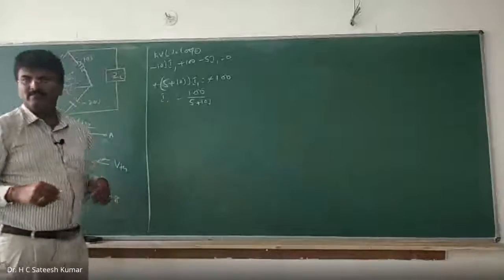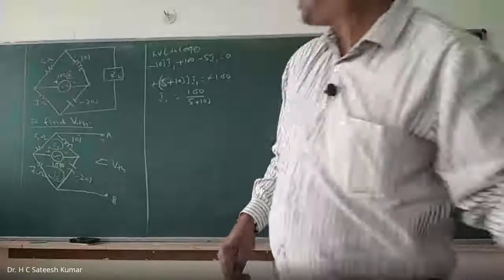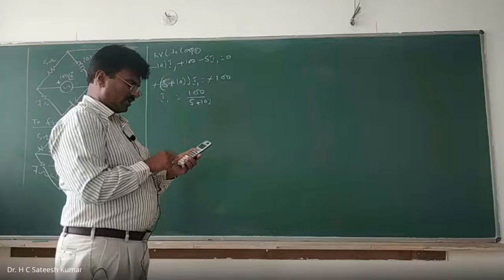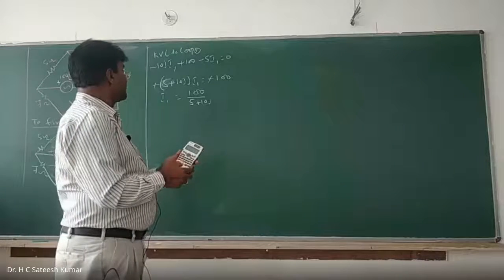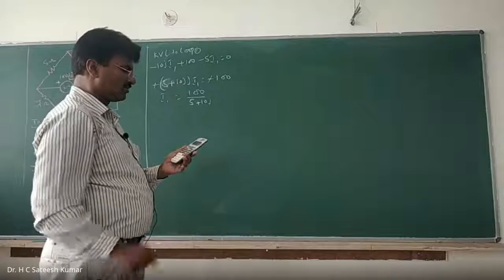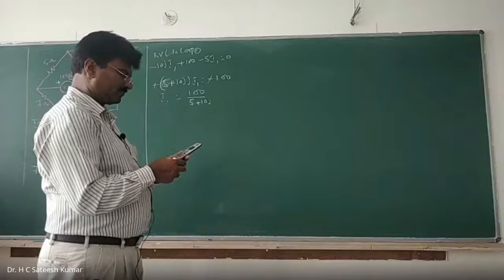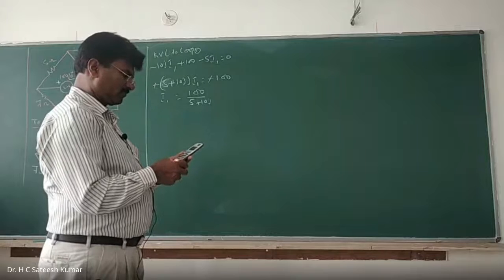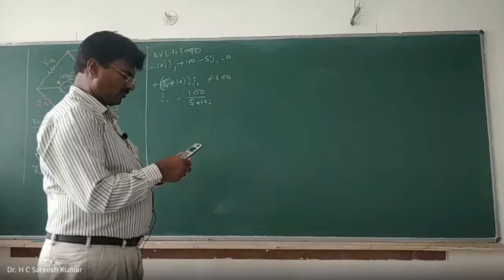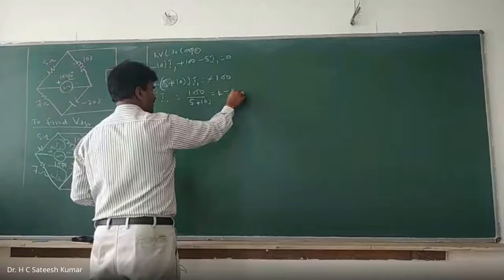5 plus 10j. Calculator, please. 100 divided by, go to the complex mode. 100 divided by bracket 5 plus 10i, close the bracket, equals. 4 minus 8j. Okay, right.